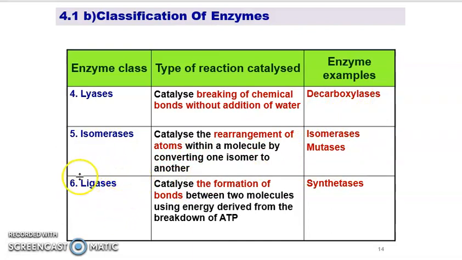Okay, and then the last one, ligase. Okay, so actually ligase ni awak pernah jumpa lah, masa SEM 1. So, what is the type of reaction it catalyze? It will catalyze the formation of bond. The keywords here is formation of bond between two molecules using energy derived from the breakdown of ATP. So, the example is synthetase. Okay. So, all of this, it is based on the classification of enzyme. Okay, so means that you have to know all of the 6 classes of enzyme and then what its type of reaction it will catalyze and also the example for each of the enzyme class.